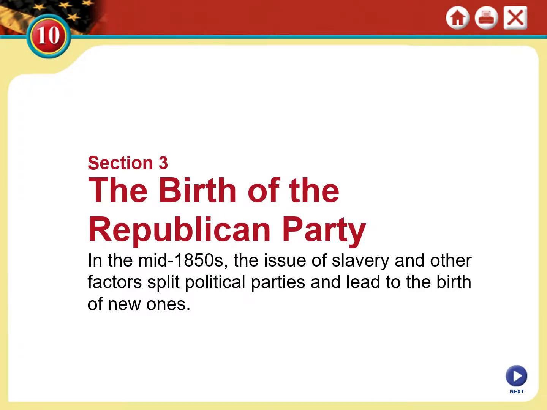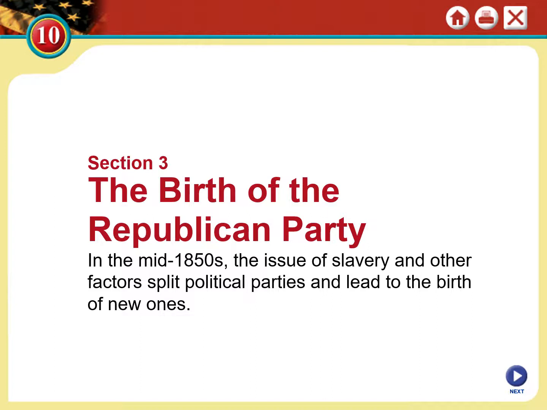All right, so today we'll be talking about Chapter 10, Section 3. The title of this is The Birth of the Republican Party. Now, throughout the mid-1850s, the issue of slavery, as well as other factors, split not only our nation, but also the political parties that lead our nation.